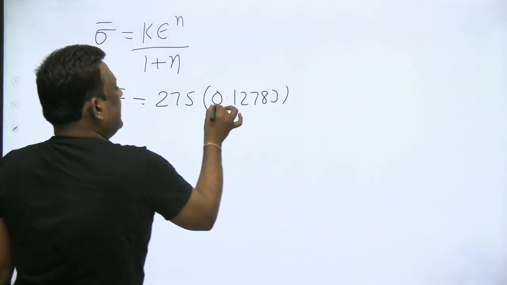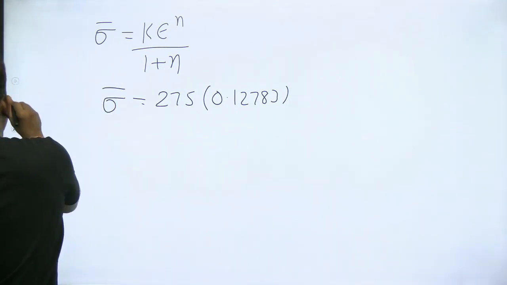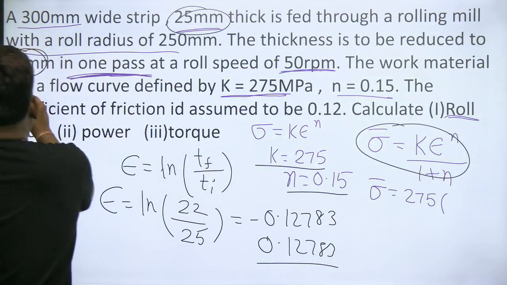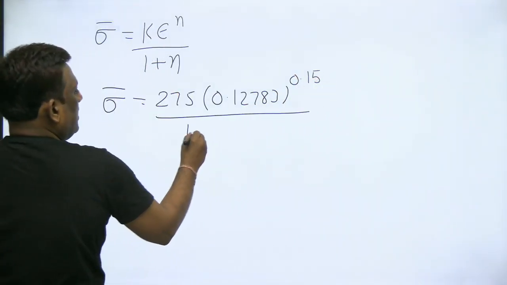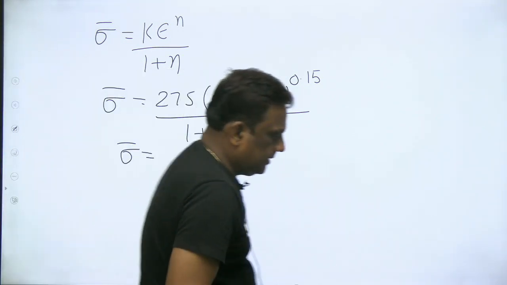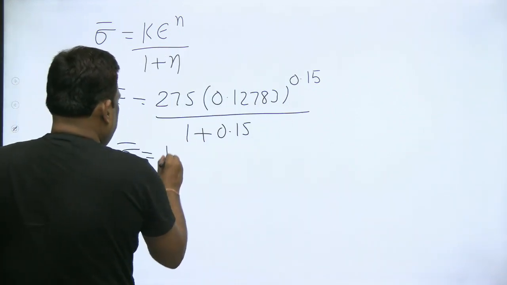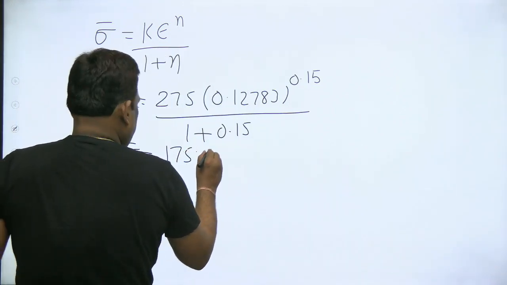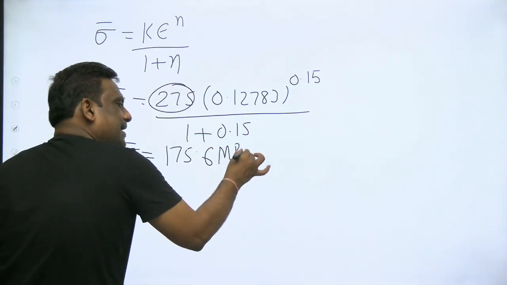0.12783. So if this is negative, then this will come out negative, meaning compressive. That's it. N. What is N? N is 0.15. Excellent. 0.15 divided by 1 plus 0.15. And if I am calculating sigma bar, I'll use it directly. So it should be 175.6. As this is in megapascal, this will also be in megapascal.